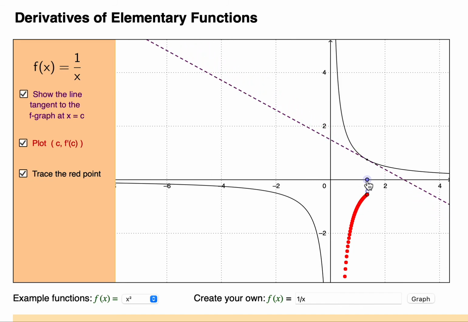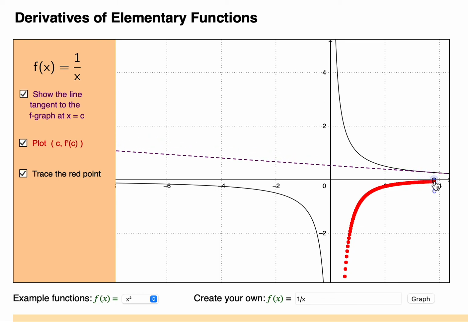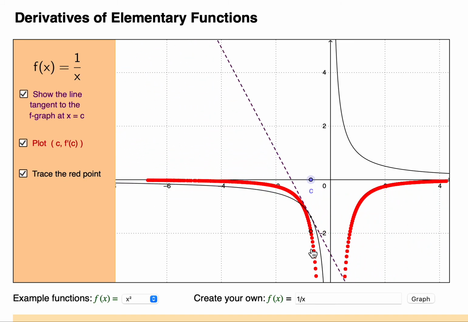As I go this way, it's getting more horizontal, so the slope is getting closer to 0, but never will quite reach 0 because it never quite gets horizontal here. As I flip across here, these are really large negative slopes, and as I move it across here, it gets less and less steep and closer to 0, so the y values tend towards 0. So this is actually the slope function. That red graph represents the slope function.